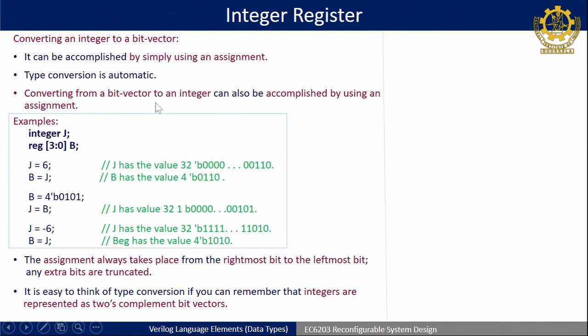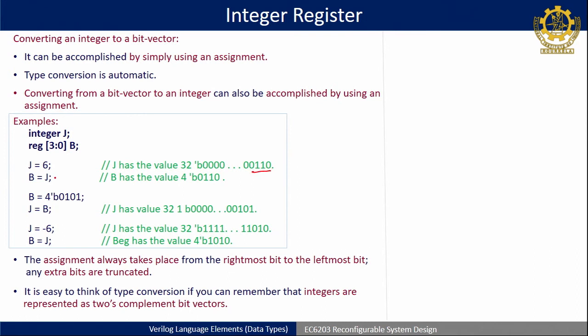So, converting from a bit vector to an integer can also be accomplished by using an assignment. We will learn this through an example. Assume that the integer is j, which is 32 bit. Now, b is a 4 bit register, a simple bit vector having 4 bit binaries. If I assign j equal to 6, then j in binary will be 32 bits, starting with zeros, and the last bits are 6.